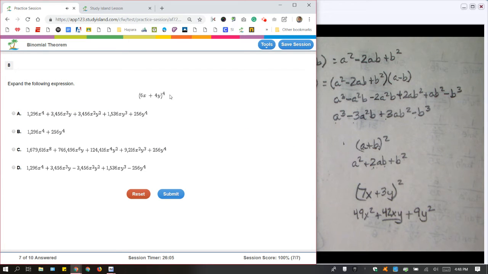6x plus 4y to the 4th power. If we expand that, the first thing is going to be 6x to the 4th power. The last one's going to be 4y to the 4th power. There's 4 as an exponent, so there's going to be 5 terms. So let's start looking at that.